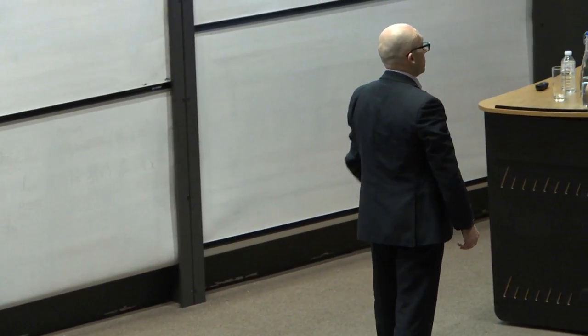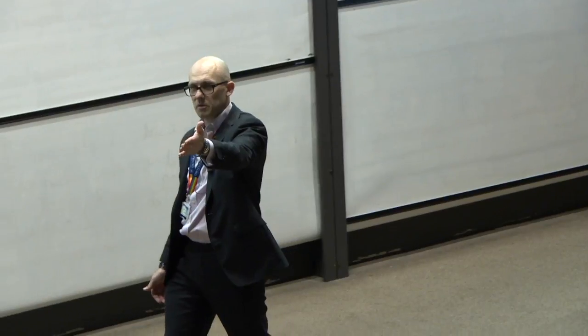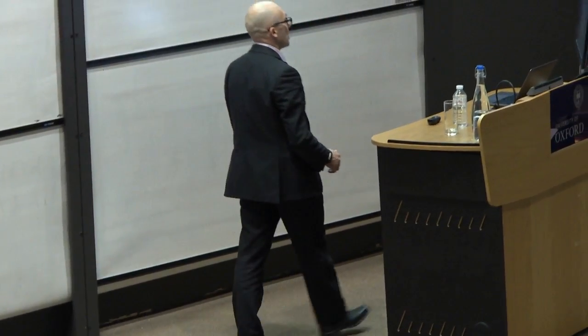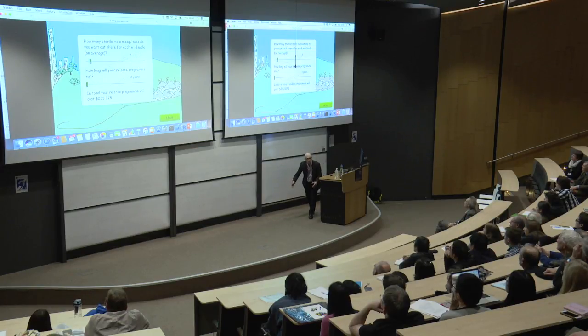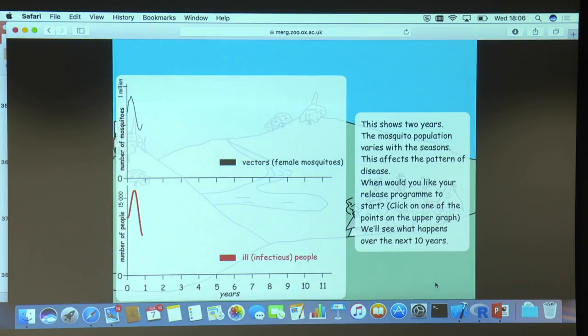On the top one, I can choose any number between 1 and 10. Choose me a number between 1 and 10. 2. That's a good number. That means for every wild type mosquito out there, I'm going to release 2 sterile insects. How long do you want to run your program for? You can have 2, 5, or 10. 5. That's a good number. Okay, we'll see what happens.